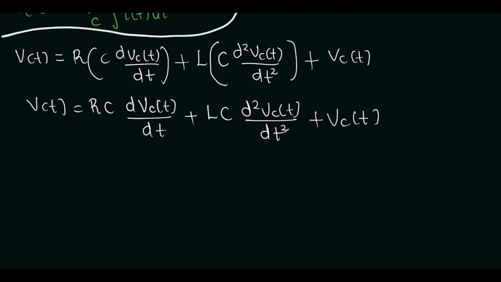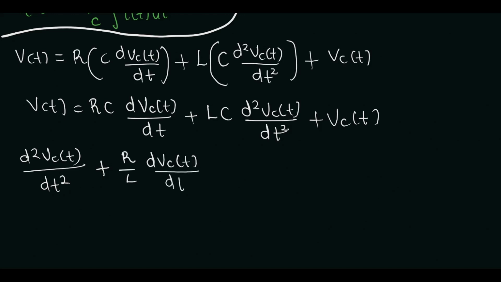So dividing through by LC, you have d squared Vc of t all over your dt squared, plus your RC all over LC, that will give you R over L, dVc of t over dt, plus 1 over LC Vc of t equals also 1 over LC V of t. So this is your final answer.